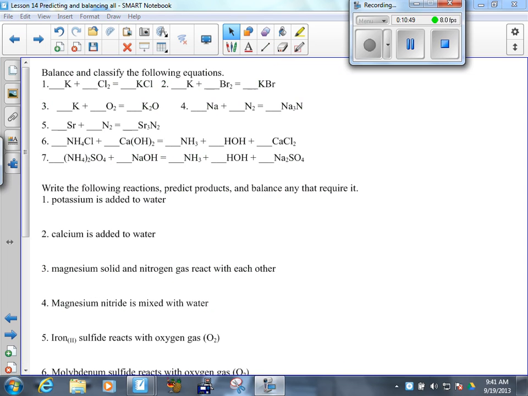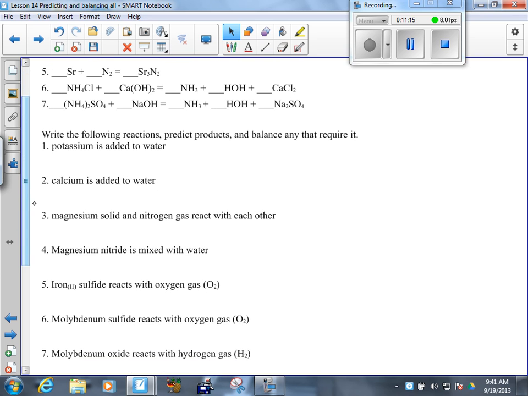So this is the sheet that you have in front of you. The top 7 here are just balancing practice. I would say you're not going to get questions like 6 and 7 on a quiz or a test. They're way beyond what I would expect of you. But if you need a challenge, you're starting to get cocky about your ability to balance equations, you can try those. They'll stump you for a little while probably. And then for the rest, I've given it to you in words. I expect you to write it out in formula form, predict the products, and balance.